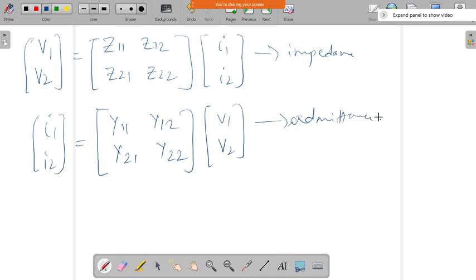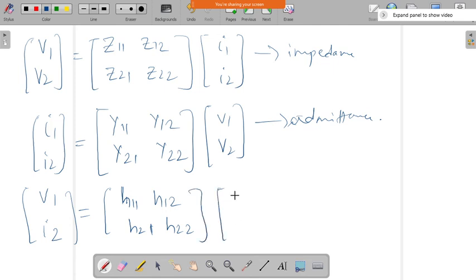Now similarly we have hybrid parameters, which will be called H parameters. So we can write it as V1, I2, which will be defined as H11, H12, H21, H22. And here we will be having I1 and V2. So these are called hybrid parameters.